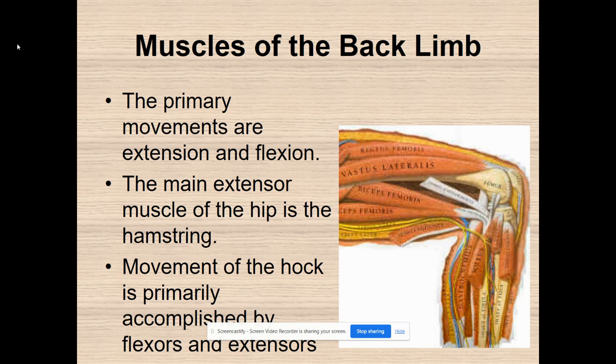The movement of the hock in most four-legged animals is extremely important to locomotion, getting away from predators, and eating. And so the extensors and the flexors work together to make that happen.